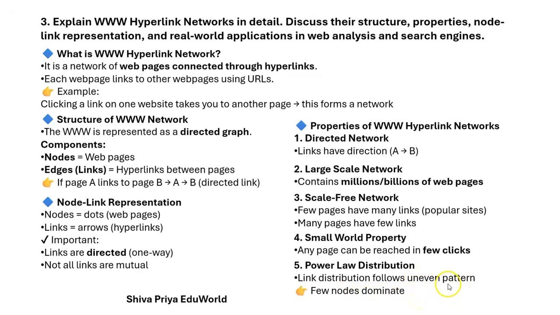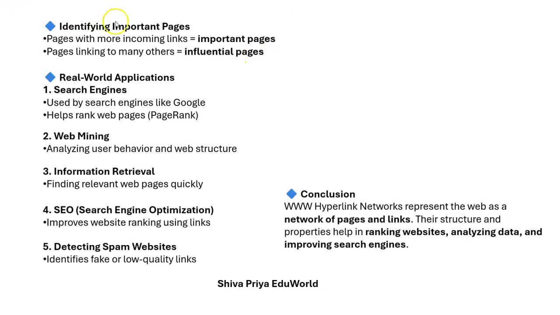Clear? The uneven pattern. Here, identifying the important pages means pages with more incoming links are important, and pages linking to many others are influential pages. You have to understand this. And the real world applications are search engines. It is used for search engines like Google, web mining, analyzing user behavior and web structure as well, information retrieval, SEO, search engine optimization, and detecting spam websites.